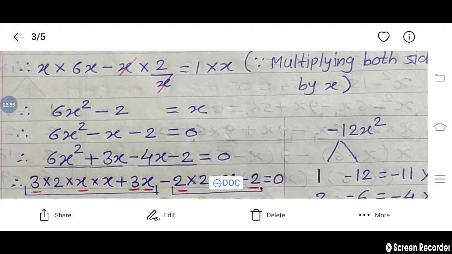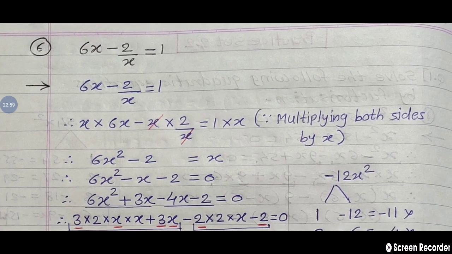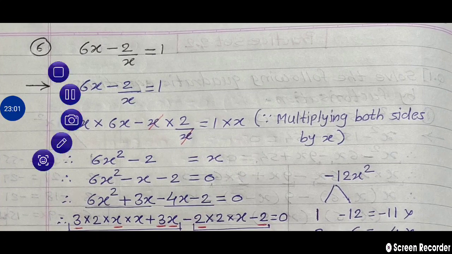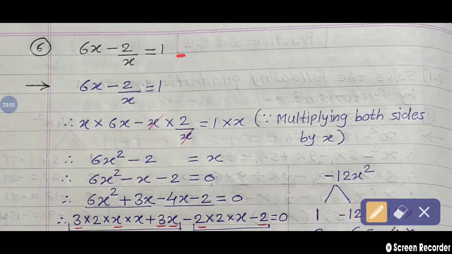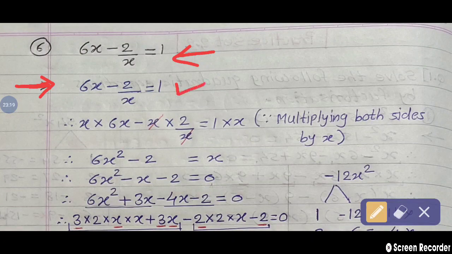Now, example number 6. What is the question given here? Check that. 6x minus 2 upon x is equal to 1. So, at the time of writing the answer, write down the given question as it is. 6x minus 2 upon x is equal to 1.